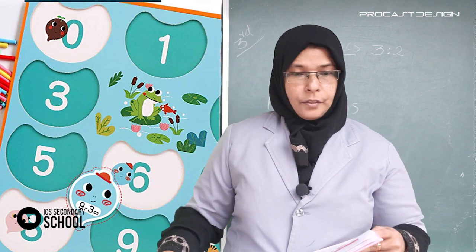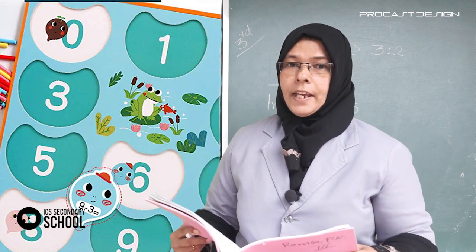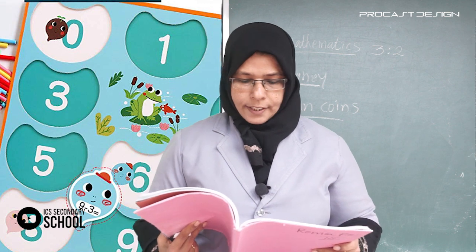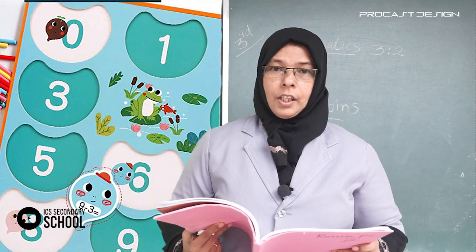In your textbook, page number 58. There are some examples for rupees in words and figures. Listen. Rs 10. In words, 10 rupees. These you studied already in second standard. Okay. Yes, good. Rs 3. In words, 3 rupees.